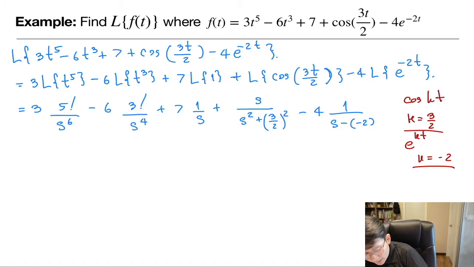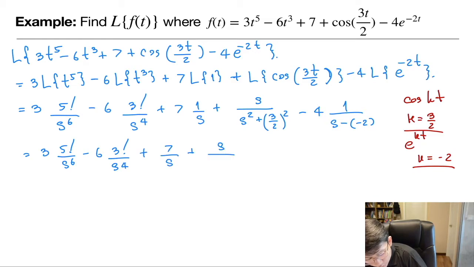So here we have 3 times 5 factorial over s to the 6, minus 6 times 3 factorial over s to the 4, plus 7 over s, plus s divided by s squared plus 9 over 4, minus 4 divided by s plus 2. Okay, and here we have that it's 3 factorial times 5 factorial is 5.